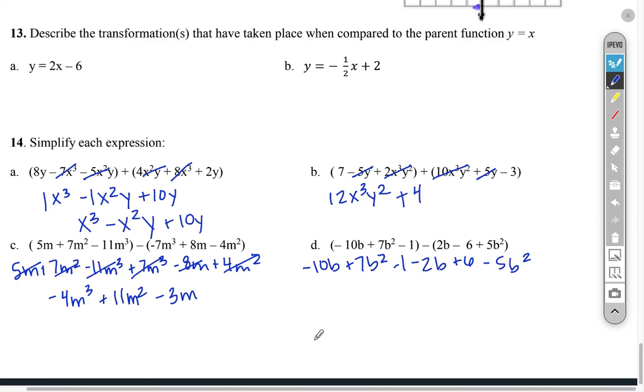Okay, so let's start with our highest number of exponents. 7b squared and negative 5b squared. So 7 minus 5 leaves us with 2. Next we've got negative 10b and negative 2b, which are going to combine together to make negative 12b. And we've got negative 1 and positive 6, so it's going to be positive 5.